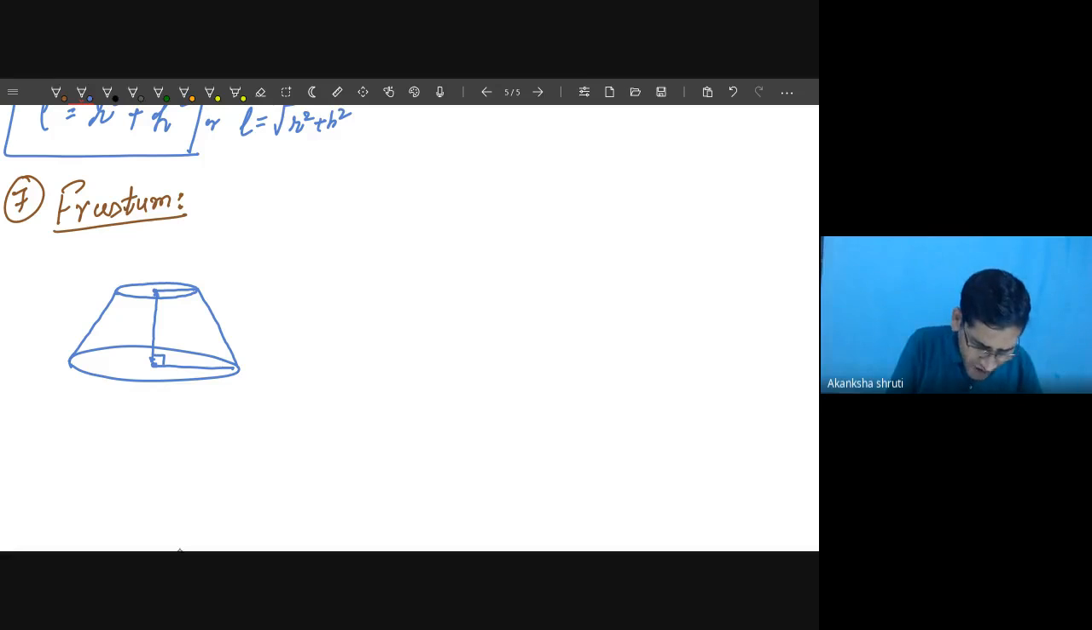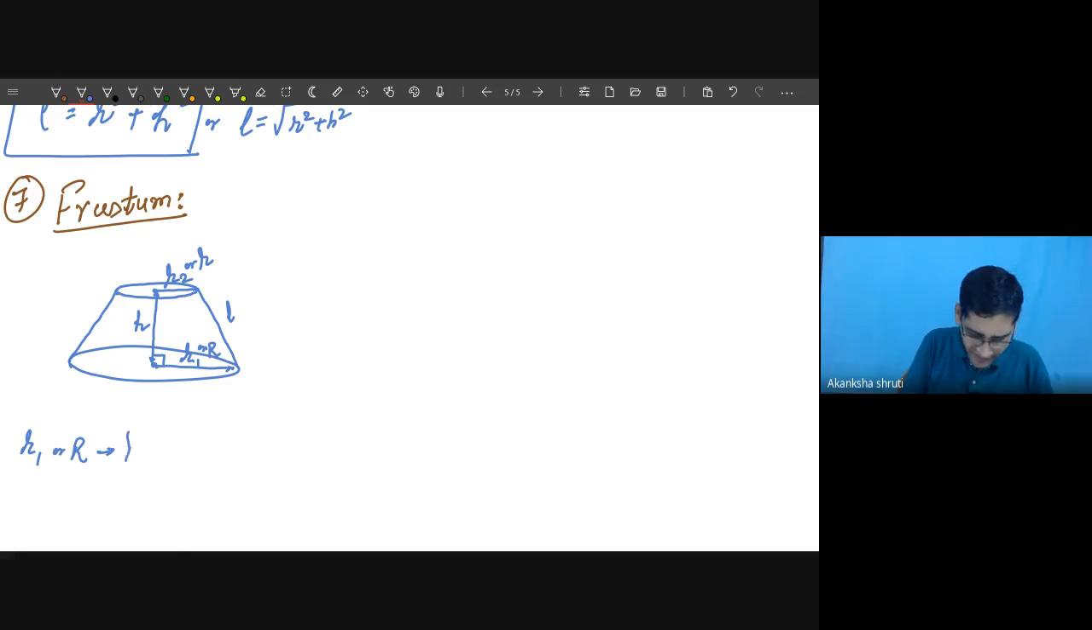In this case, we are observing that two kinds of radius are defined. One is R1 for the base, the bigger surface area, and another is R2 for the smaller surface area. Or many a time capital R is used for the bigger and a small r for the smaller. The height h is also there. The slant length L is also there. Let me write capital R also.